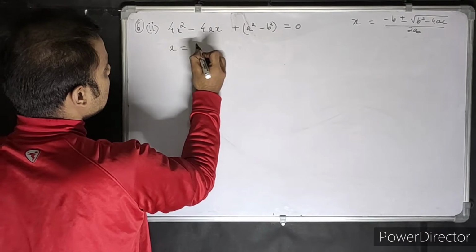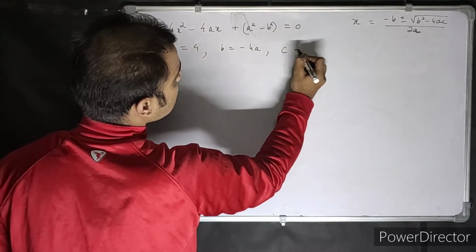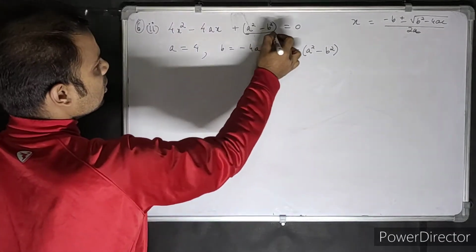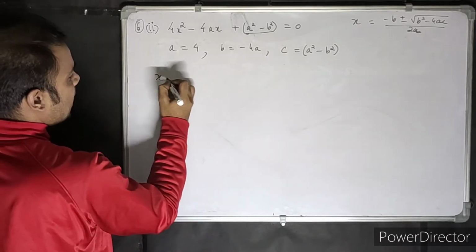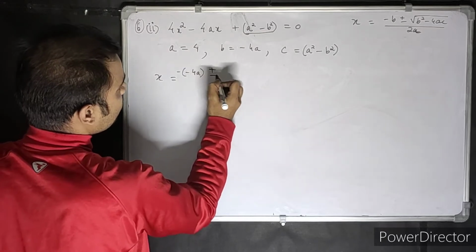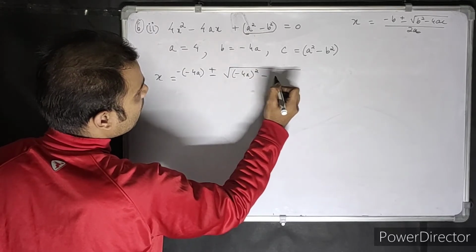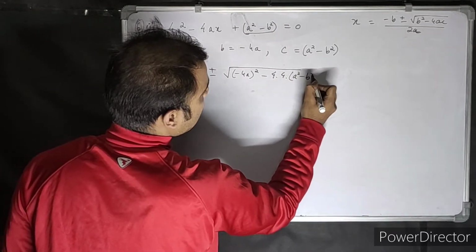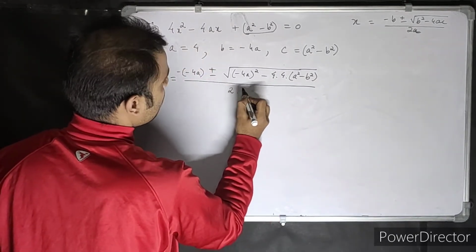So what is your a? a is 4, the coefficient of x square. b is minus 4a. And c is a square minus b square, that is the constant term. Now let's start. x is equal to first minus b, then minus 4a, minus 4a whole square minus 4 into a is 4 and c is a square minus b square, whole thing divided by 2 into 4.